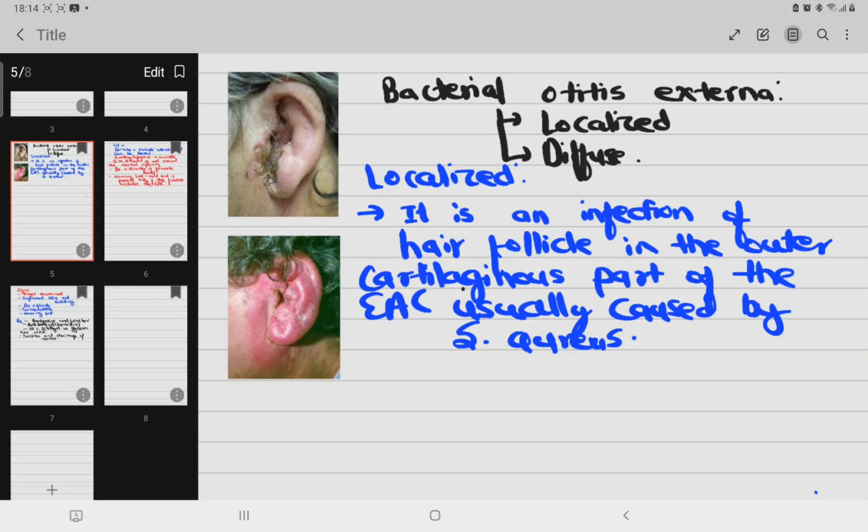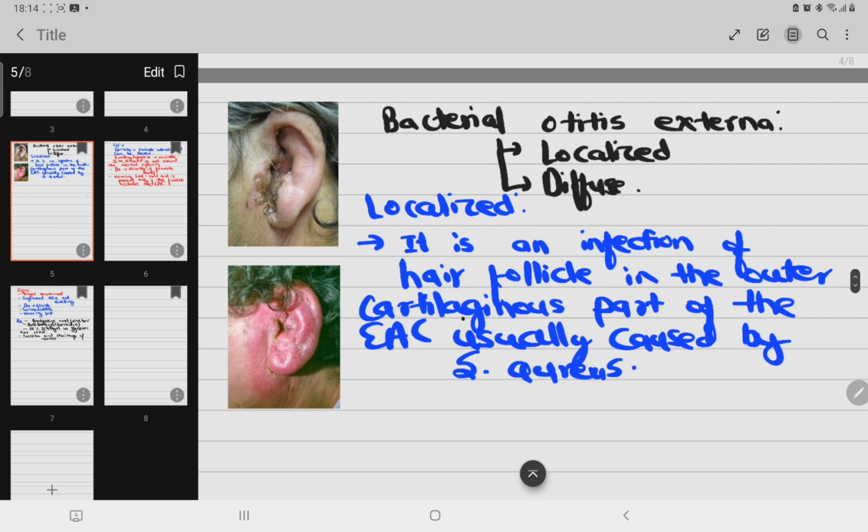Everyone, today we'll be discussing bacterial otitis externa. In bacterial otitis externa we have localized and diffuse types. In localized we have infections of the hair follicles. Localized is defined as infection of the hair follicle in the outer cartilaginous part of the EAC, usually caused by Staphylococcus aureus.